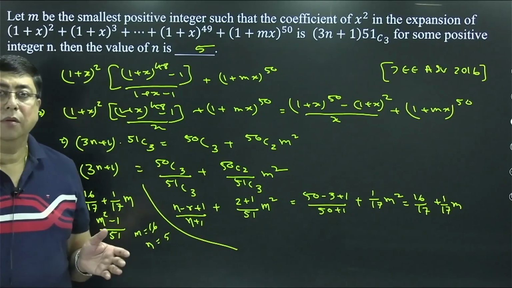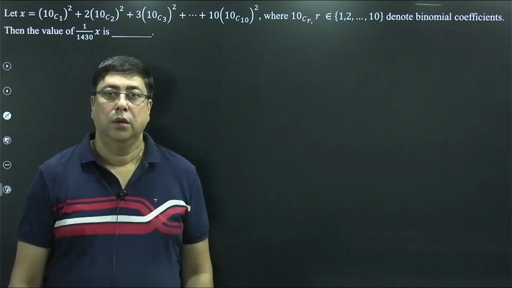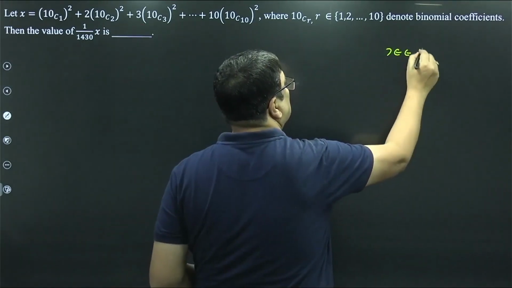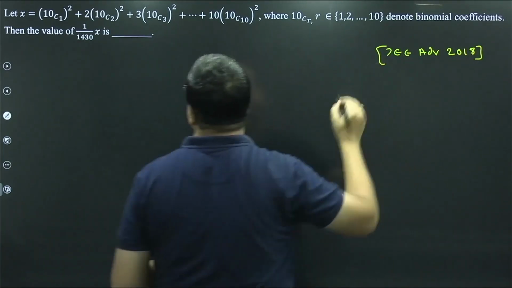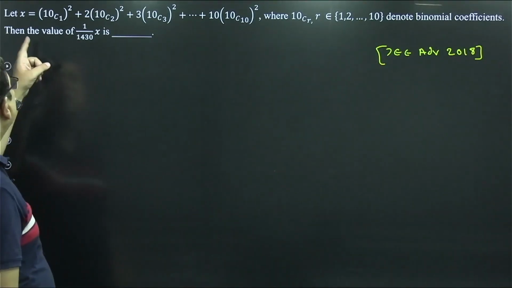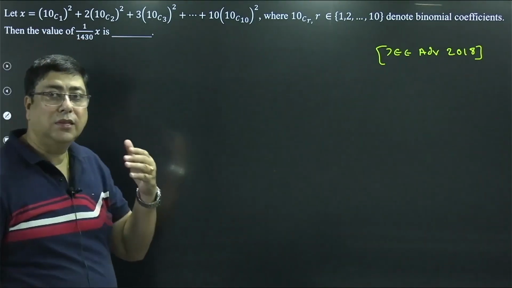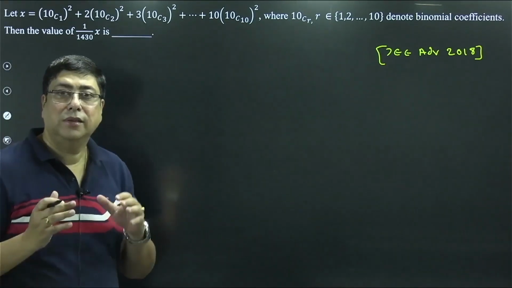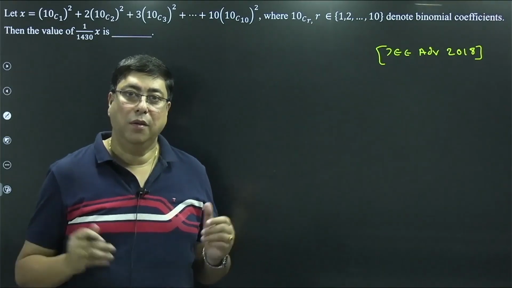So let us do another question of IIT examination. This is the question of JEE Advanced 2018, integer type. So in this case, let x equal to 10c1 whole square plus 2 into 10c2 whole square plus 3 into 10c3 whole square. So it is following some series. So let us write the series in the summation form. After that we will see what can be done.